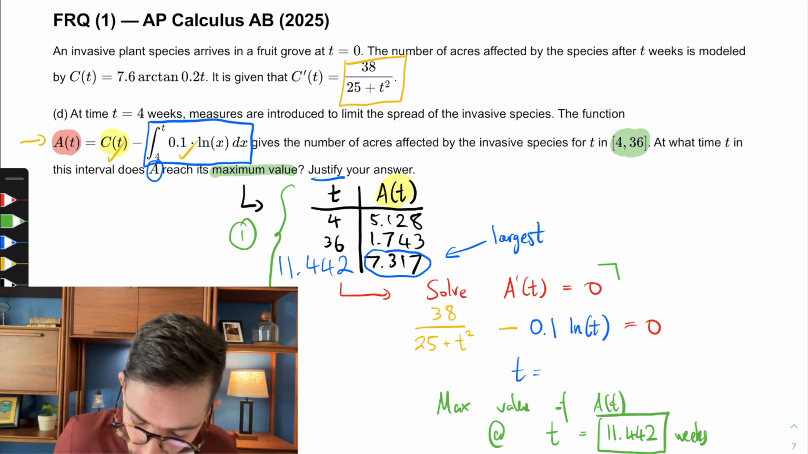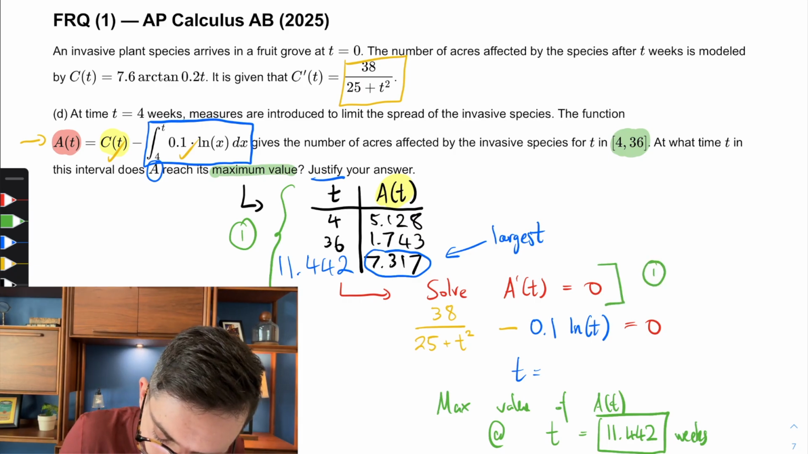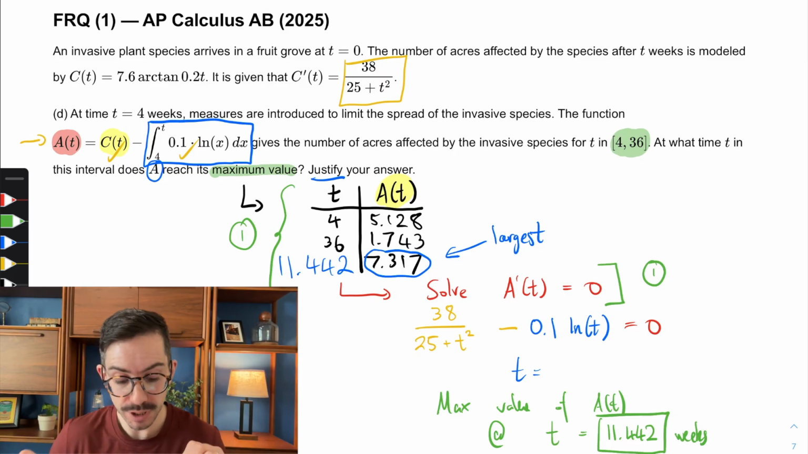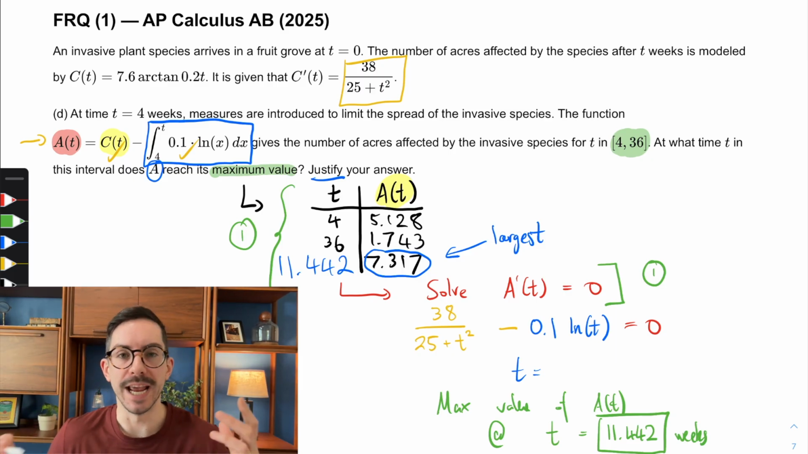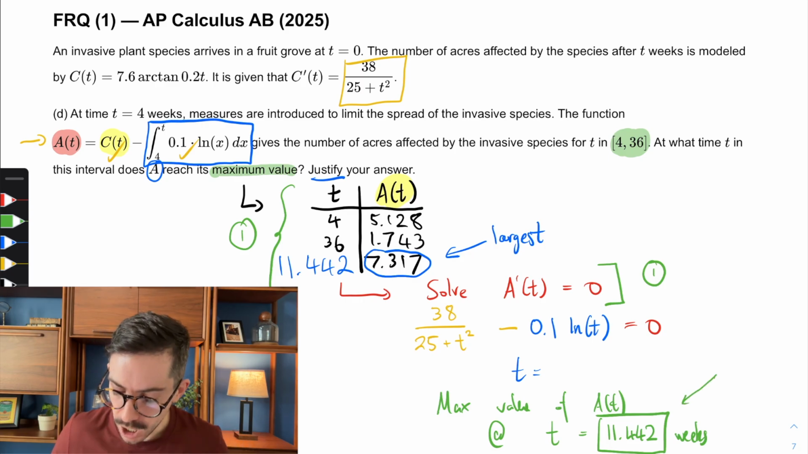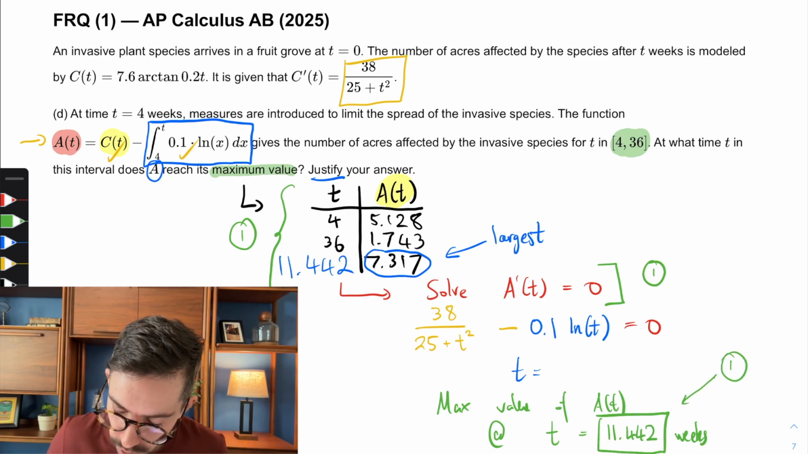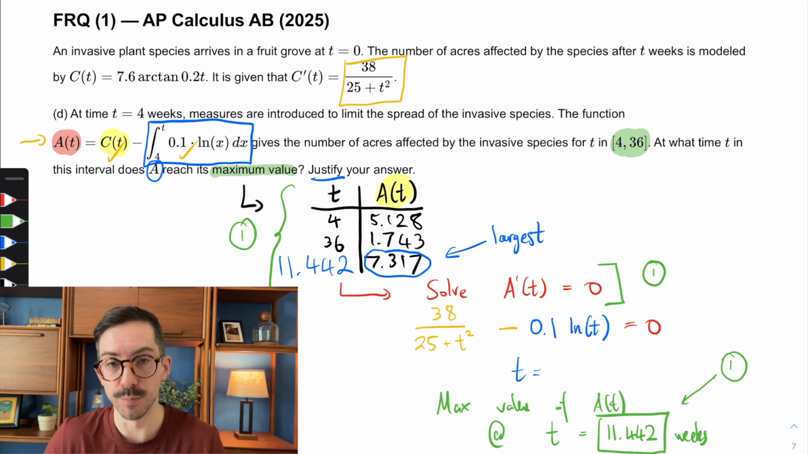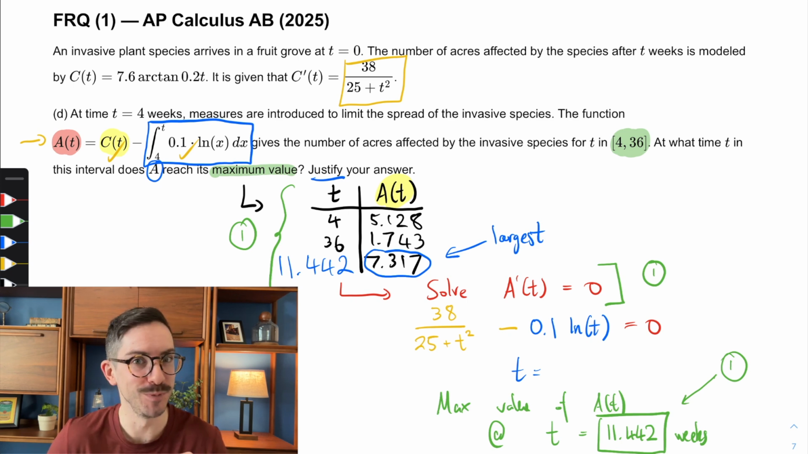Okay, we also got 1 point for knowing that we had to use a prime of t being 0 to find the non-endpoint parts of that table, that 11.442. We found that by solving a prime of t equals 0. Our last point was just for, with all that justification done, getting our final answer, 11.442. Not too bad altogether, maybe? I don't know. You decide.